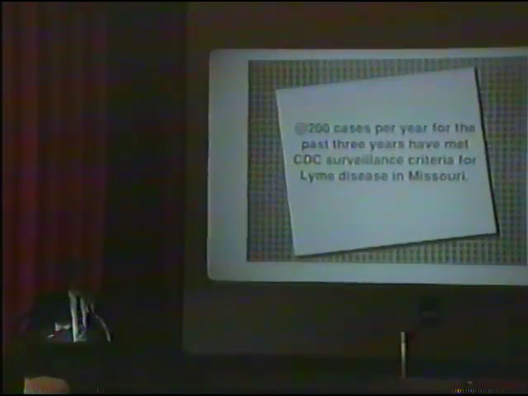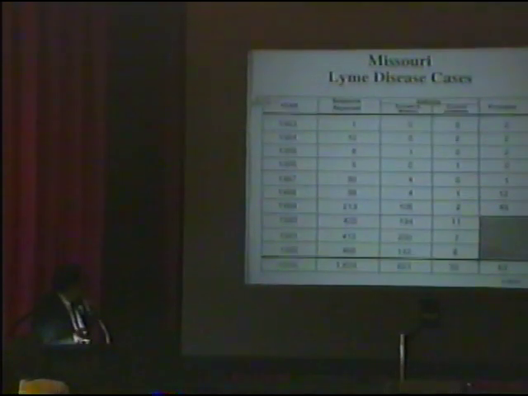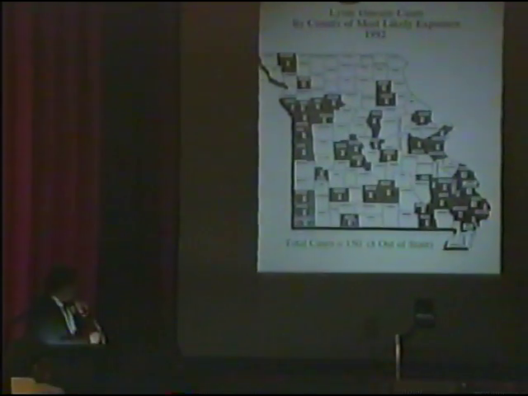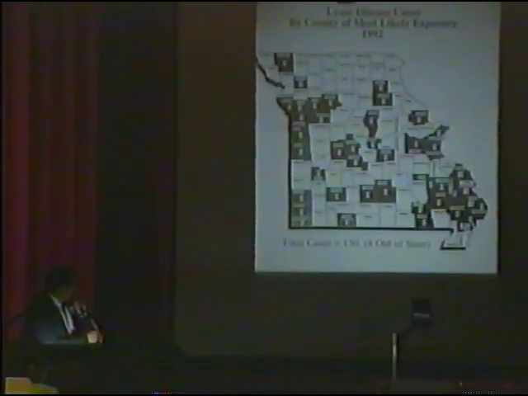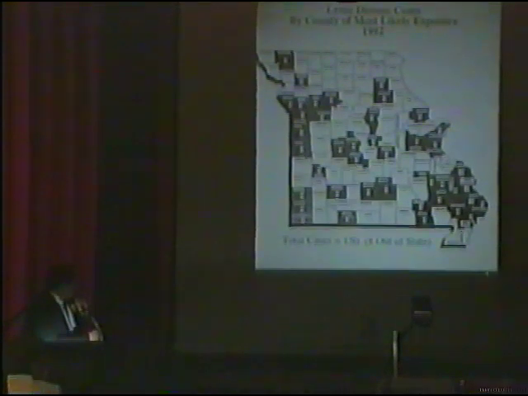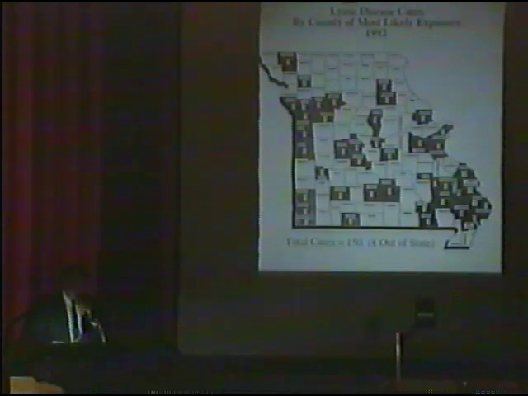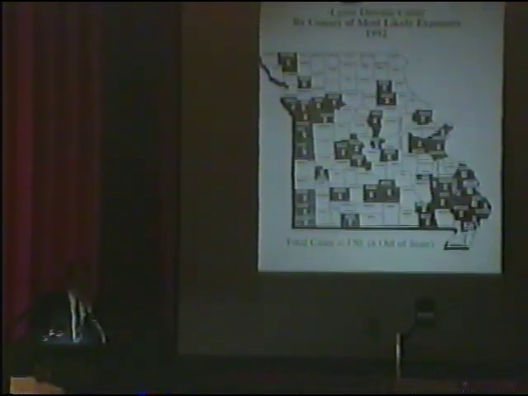About 200 cases a year have been meeting the CDC surveillance criteria in Missouri. Those are the aggregate numbers. This is the distribution. My office is right there, and then Missouri's Boot Hill. This is Illinois, Arkansas, Kentucky, and Tennessee. But it's starting to spread all over the state now as physicians are becoming aware, and more importantly, as patients are becoming aware.